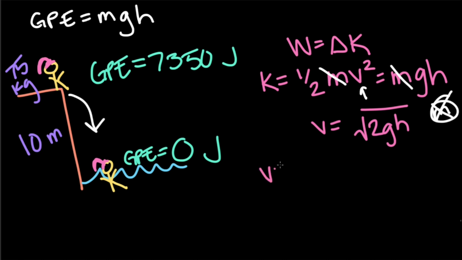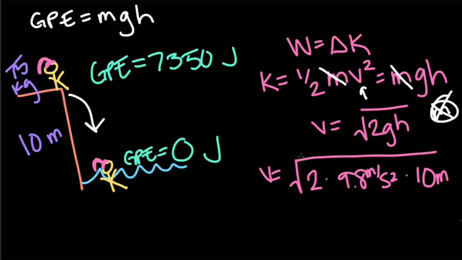Now if we want to find an actual number here, we can plug in our values. We know 2 times 9.8 meters per second squared times 10 meters, and take the square root. Let's double check our units. Now we have meters squared per second squared, but we're going to take a square root, so we'll end up with meters per second, which is good because that's a velocity. Her speed when she enters the water is going to be 14 meters per second because gravity has done work on her and all of her gravitational potential energy has been converted into kinetic energy.